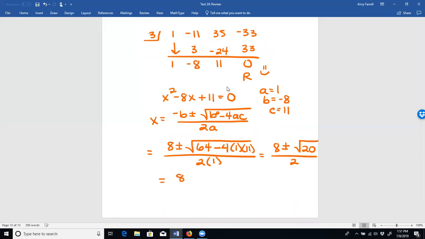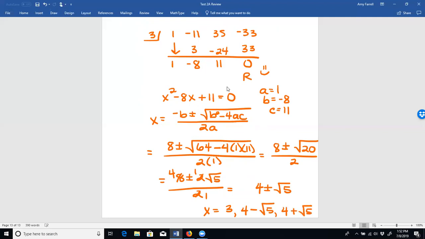To simplify the square root of 20, we get 2 square root 5. And then I can divide all 3 terms by 2. So divide by 2, you get 4. Divide by 2, you get 1. Divide by 2, you get 1. So 4 plus or minus square root 5. Now don't forget the 3. We found 3 was a solution as well. Include that. So 3 is a solution, as well as 4 minus square root 5, as well as 4 plus square root 5. So these are 3 solutions to this cubic equation.